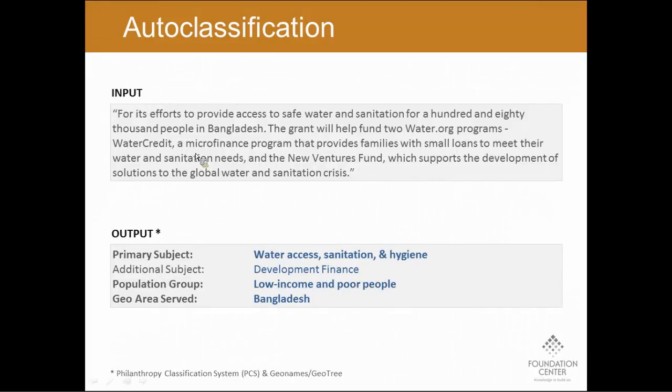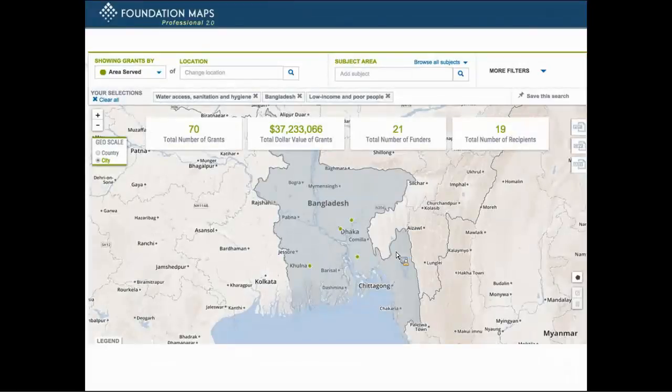Well, what it would do is actually take the text that you're putting in, then put it into what is in our taxonomy, in our language: water access, hygiene, low income and poor people in Bangladesh, and then render the map in those categories. So you have WASH as the subject, Bangladesh as the geographic area served, and low income and poor people as the population group, and then it renders you the map. This basically would mean that you wouldn't necessarily have to fuss as much with all the different toggles. This is coming very soon, and everybody's really, really excited about it.